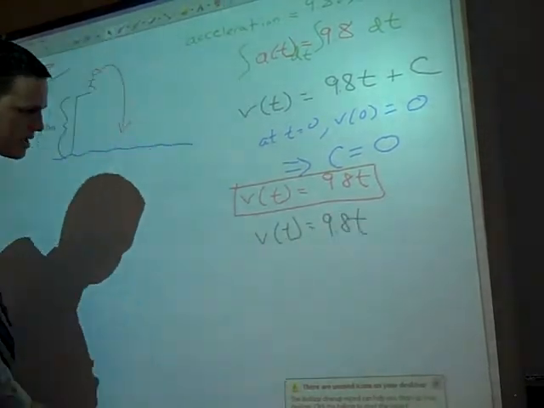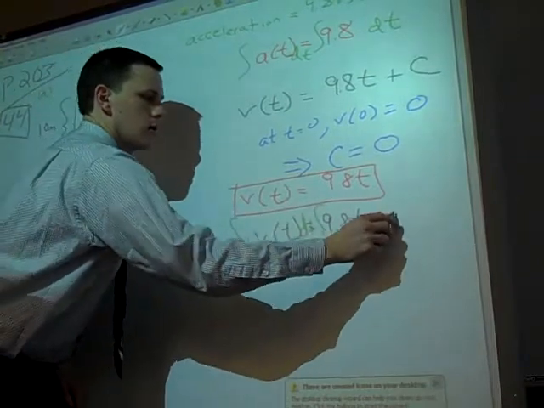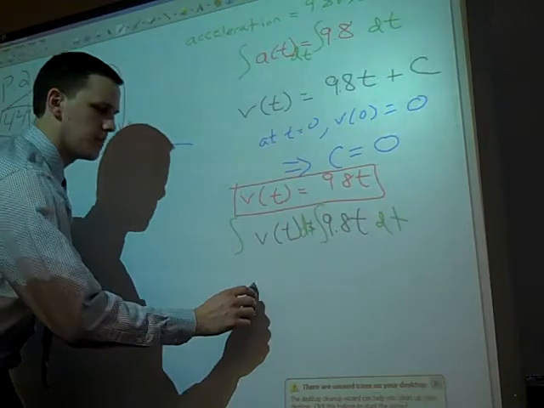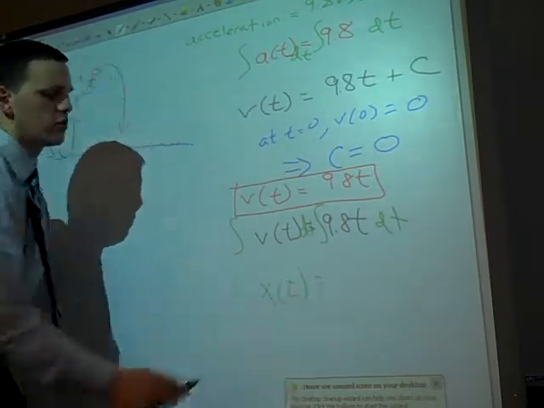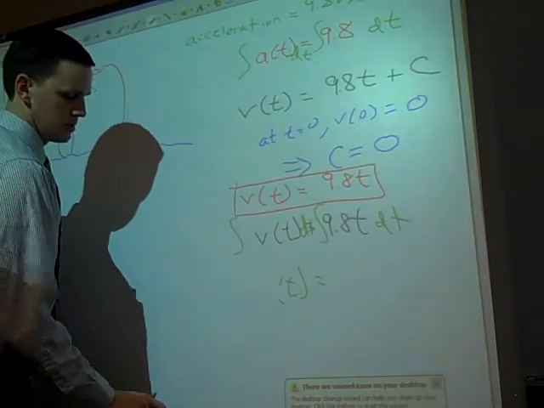I have to take the antiderivative of this. So the antiderivative of velocity is displacement. So we'll call that x of t. Maybe I should have called it y of t because it's along the y-axis. Oh well. Sure, let's just do y of t.